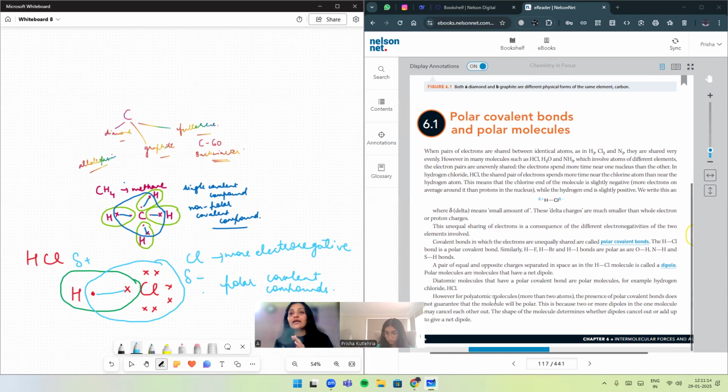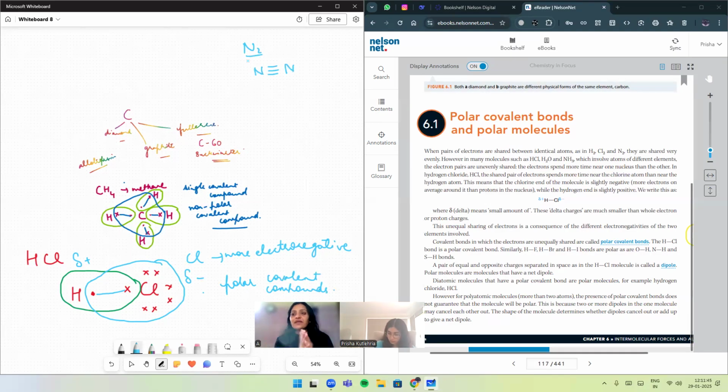Sometimes we have covalent bonds between the same atoms of the same element. For example, if I talk about nitrogen, right? Nitrogen shares 3 pairs of electrons to complete its respective octet shell. So this is a covalent molecule, right? It is not a compound, it is a molecule, and it is going to be covalent in nature.